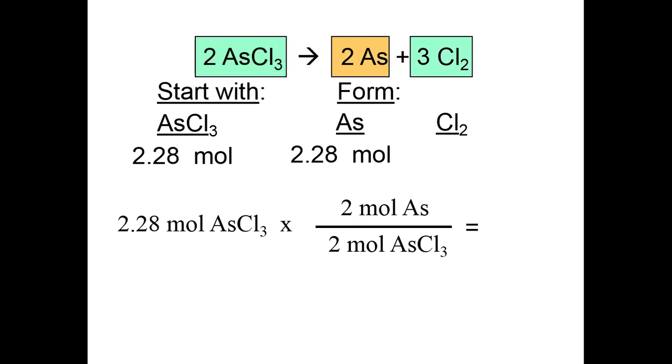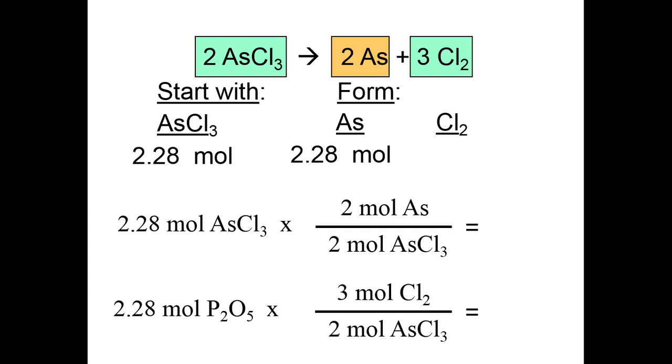The link between Cl2 and AsCl3 is 3:2. Starting with the amount given, the conversion factor is again constructed with AsCl3 in the denominator. Calculation yields 3.42 moles of Cl2.